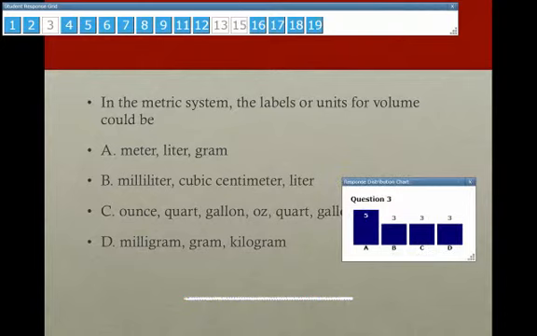Ooh, we're very spread out. The answer is B.